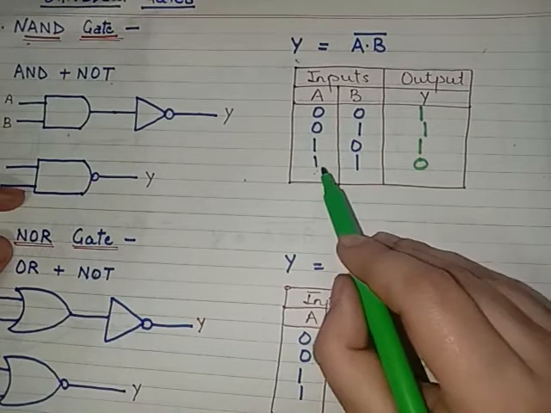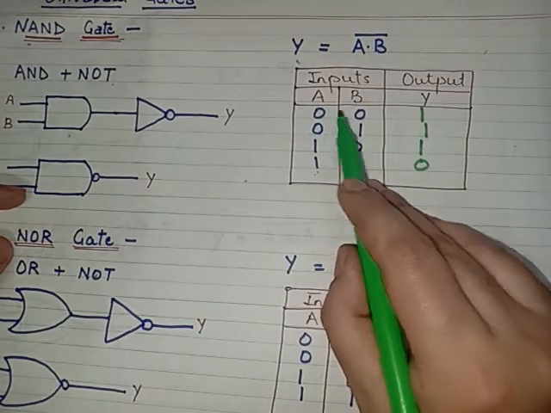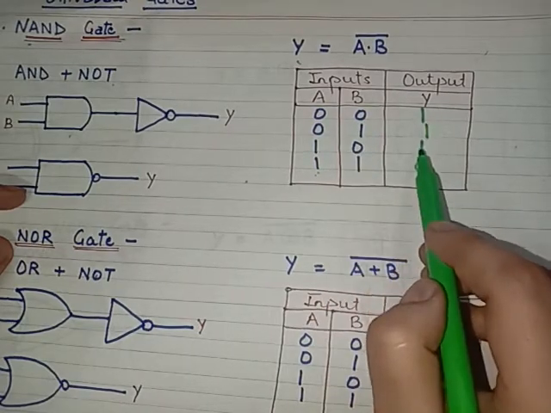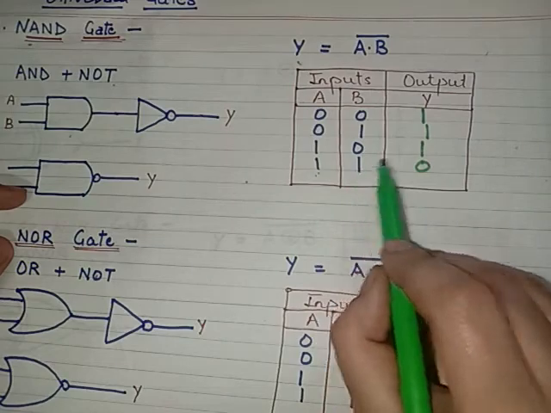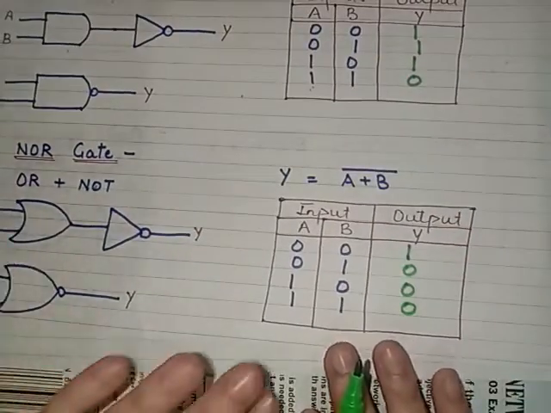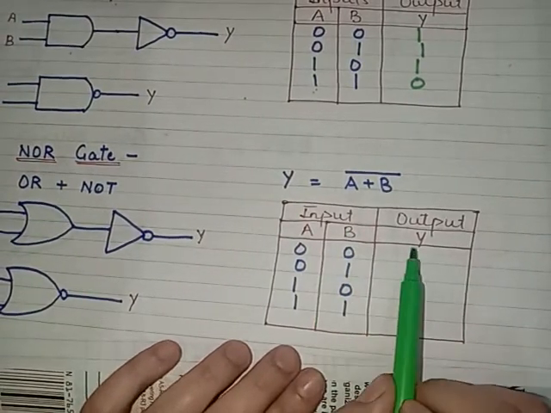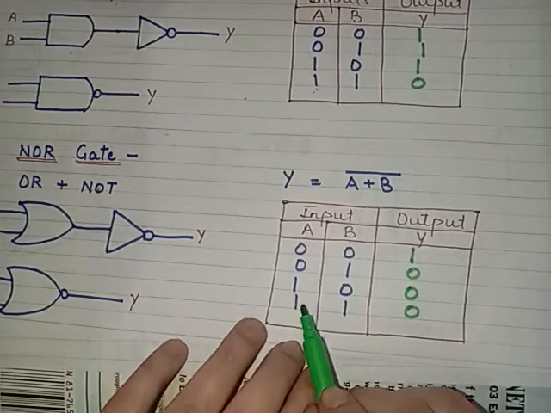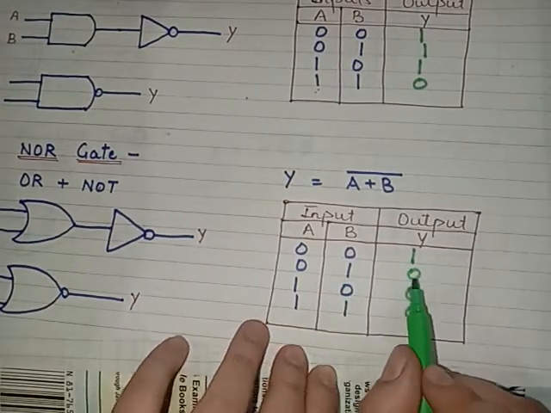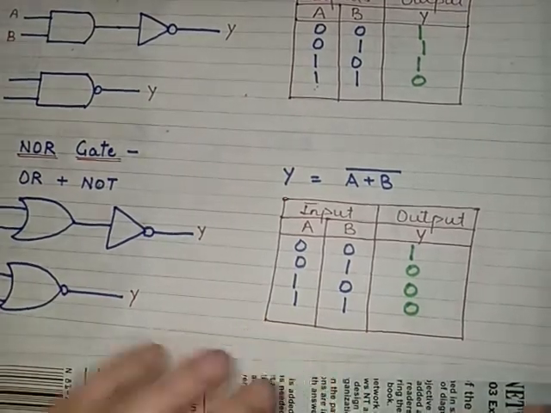both of the inputs are high, then the output is low. But if both of the inputs are low, or even one of the inputs is low, then the output will be high. But if both of the inputs are high, then the output will be low. And in the case of this NOR gate, if both of the inputs are low, then the output is high. But if both of the inputs are high, or even one of the inputs is high, then in all of the cases the output will be low, right?